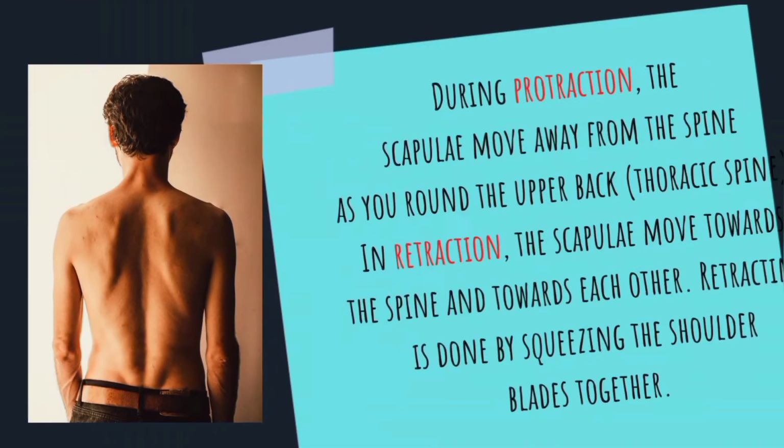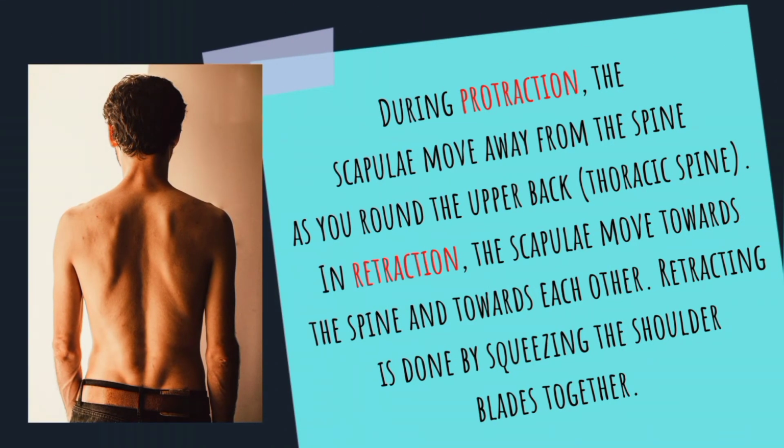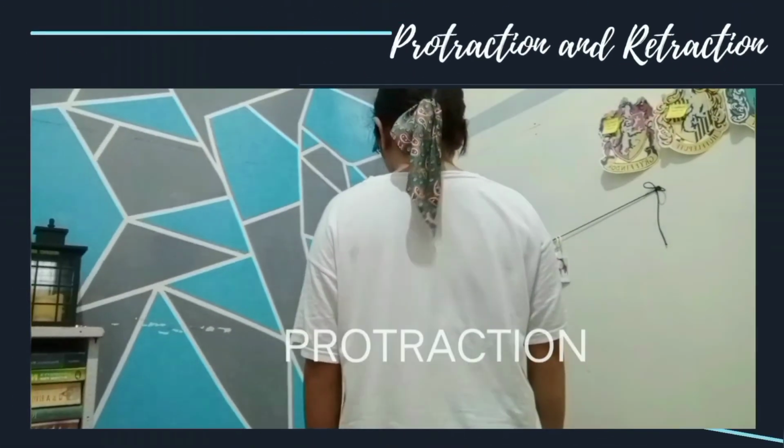Then, during protraction, the scapulae move away from the spine as you round the upper back, or thoracic spine. In retraction, the scapulae move towards the spine and towards each other. Retracting is done by squeezing the shoulder blades together.